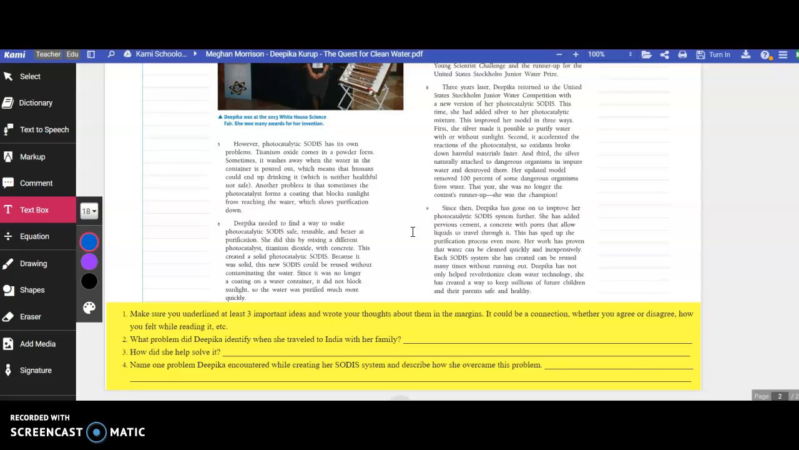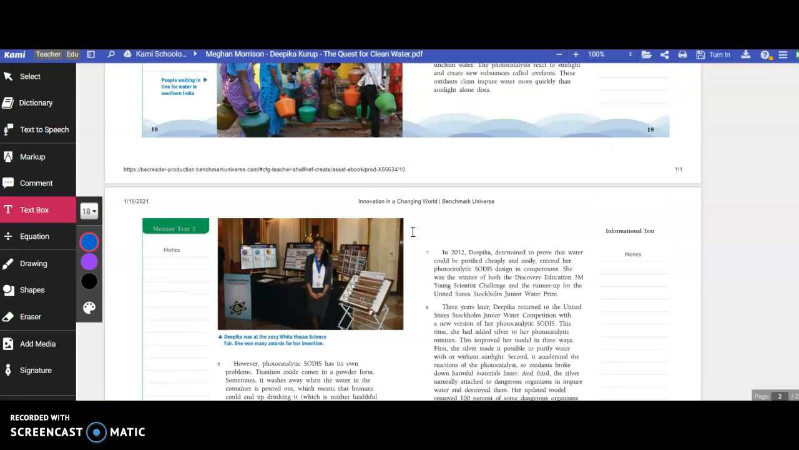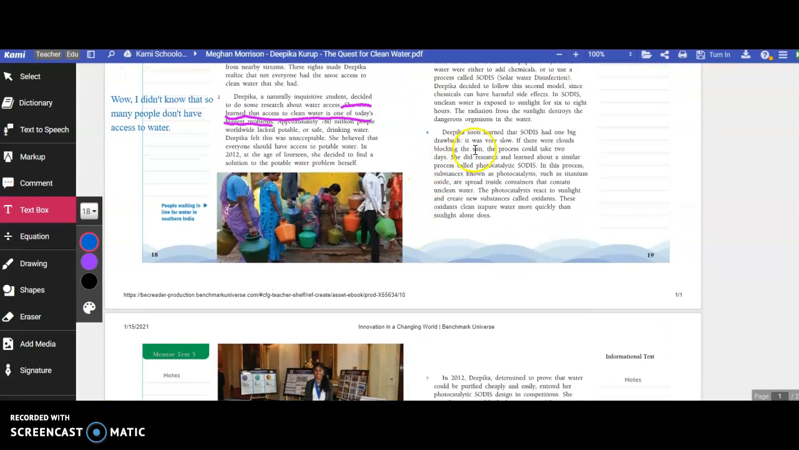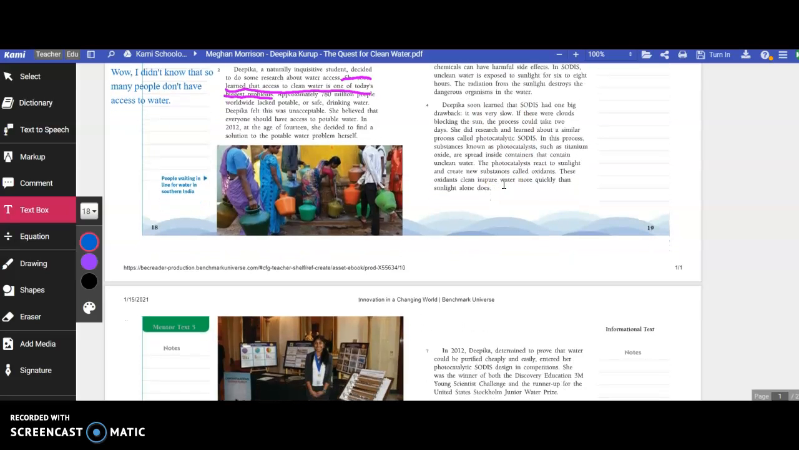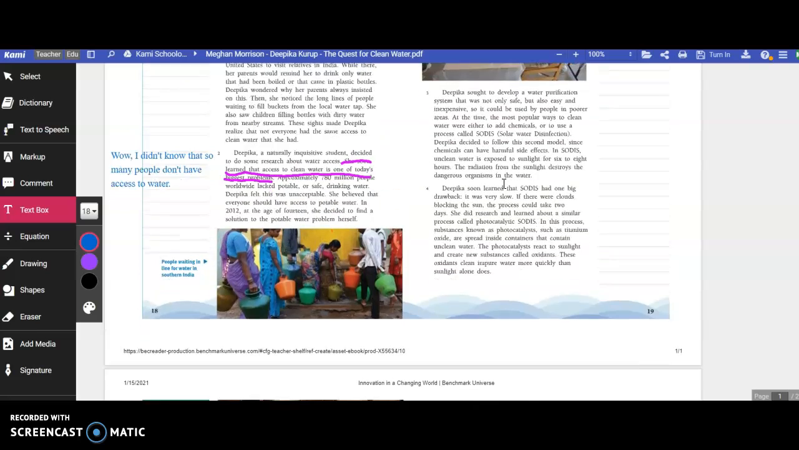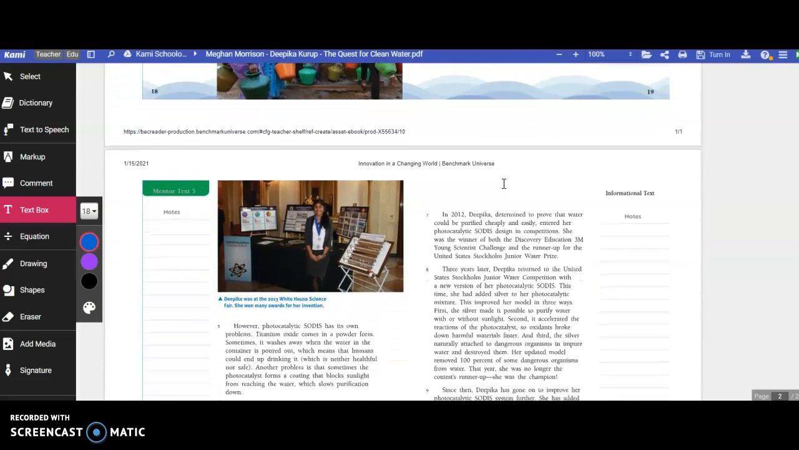Again, some sciencey words. Just do your best to understand the gist of it. If you need help, I am more than happy to help you. If you see here, it says she soon learned that sodas had one big drawback. It was very slow. I'll give you that clue that that was a problem she found with the solution she had come up with.